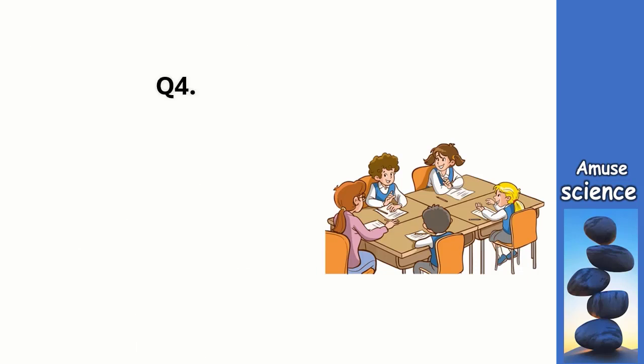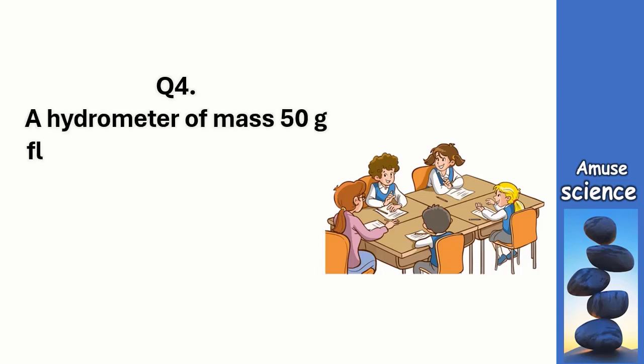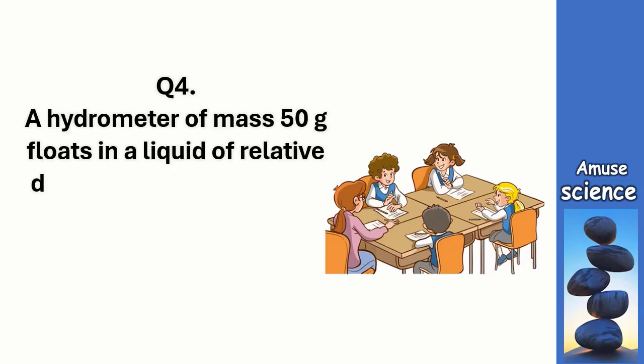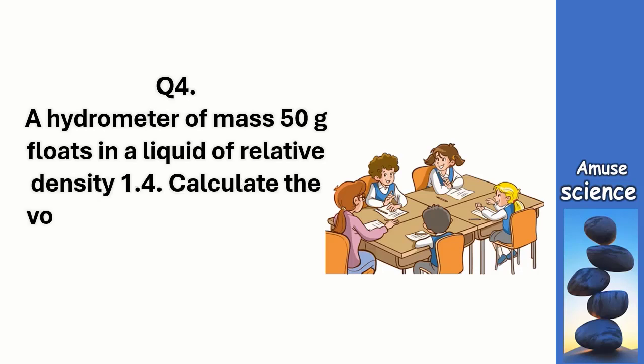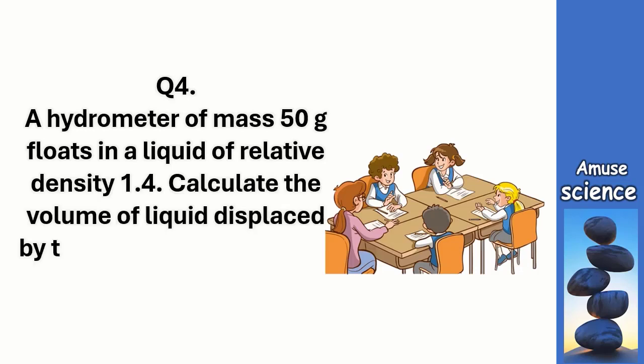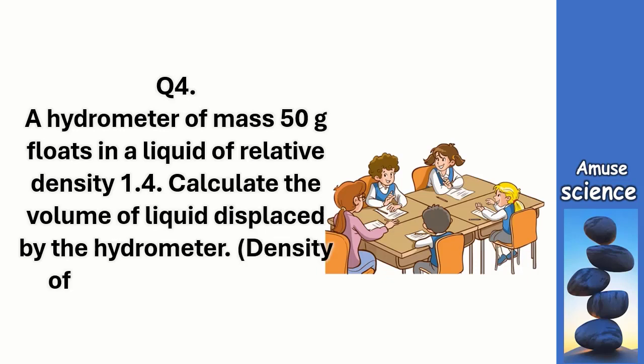Now let's take our fourth and final question for this tutorial, and it relates flotation to relative density and density. Let's take the question. A simple hydrometer of mass 50 grams floats in a liquid of relative density 1.4. Calculate the volume of the liquid displaced by the hydrometer, and the density of water has been given as 1.0 grams per cubic centimeters. So let's see how we are going to solve this question.